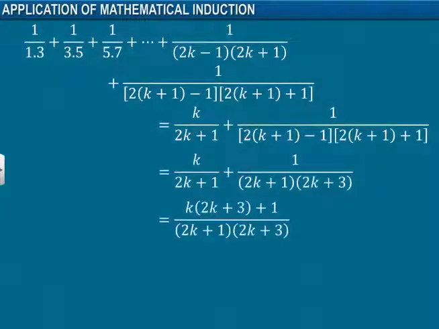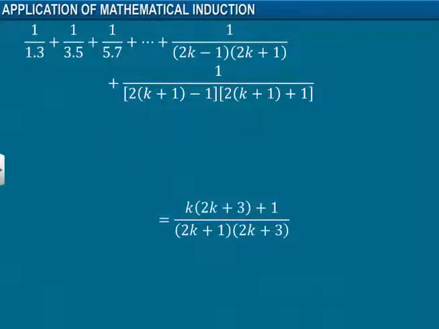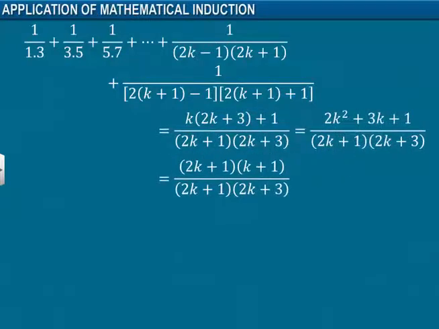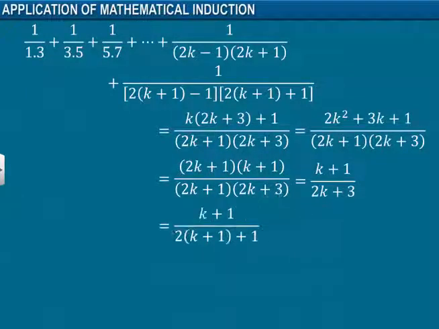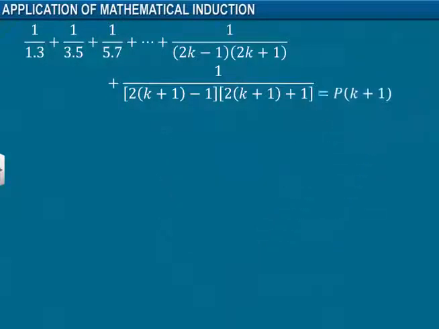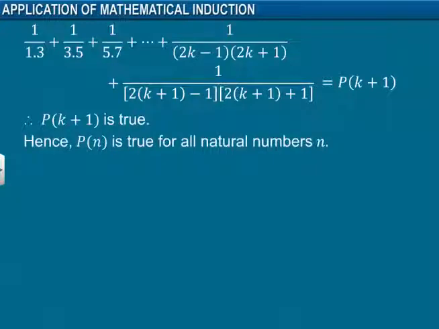On factorizing the numerator, we get (2k + 1) multiplied by (k + 1). The denominator can also be written as 2 times (k + 1) plus 1. This is equal to P(k + 1). Therefore, P(k + 1) is true. Hence, the given statement is true for all natural numbers n.